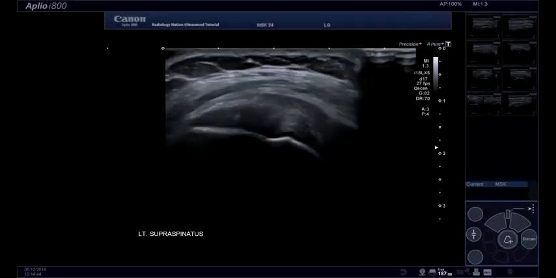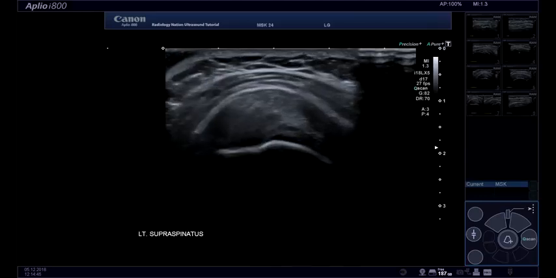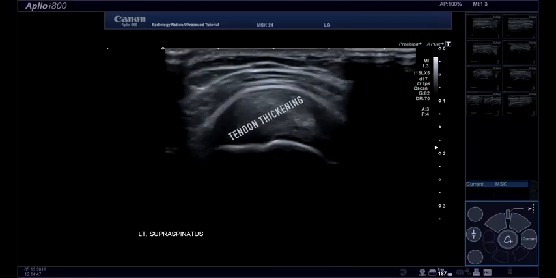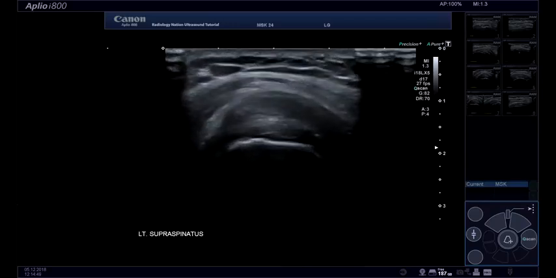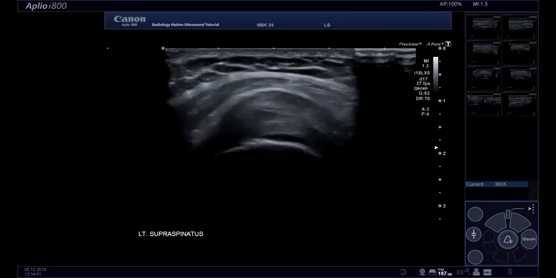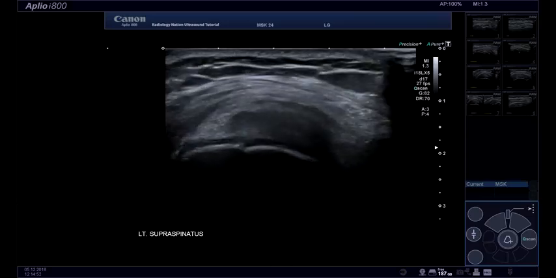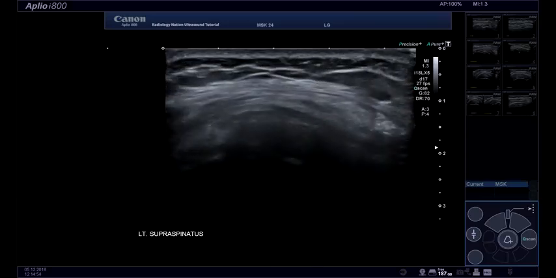Let's now look at some examples of pathology. One of the most common pathologies you might see is tendinopathy. Tendinopathy is a broad term used to describe chronic tendon damage. This may be seen on ultrasound as tendon thickening accompanied by loss of the normal fibrillar pattern, as seen in this example. You may also see calcification in the tendon as another sign of chronic tendon damage. This appears as hyperechoic areas with posterior acoustic shadowing.